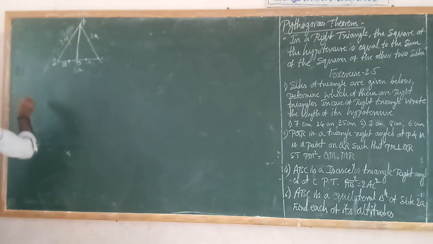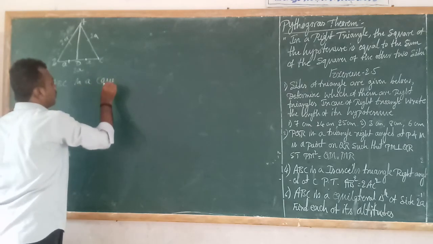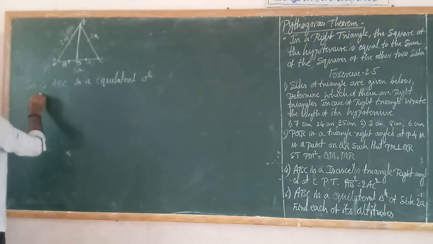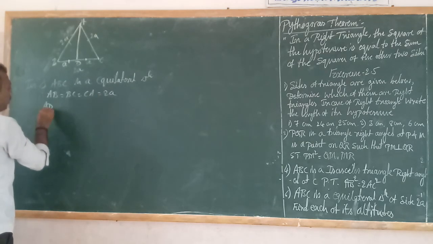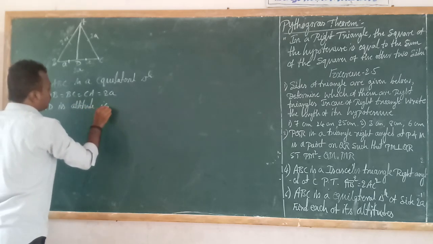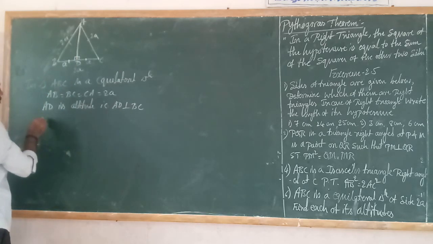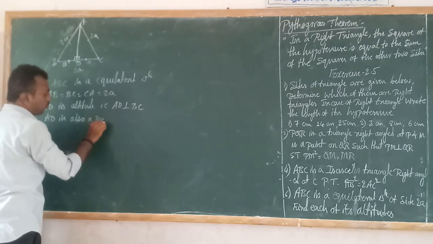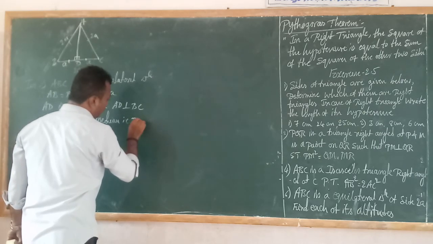This is the altitude. So in triangle ABC, an equilateral triangle, therefore AB is equal to BC is equal to CA is equal to 2A. And AD is the altitude, that is AD is perpendicular to BC. Okay, this is altitude and also a median. So AD is the altitude, that is AD is perpendicular to BC, and AD is also a median, that is BD is equal to DC.